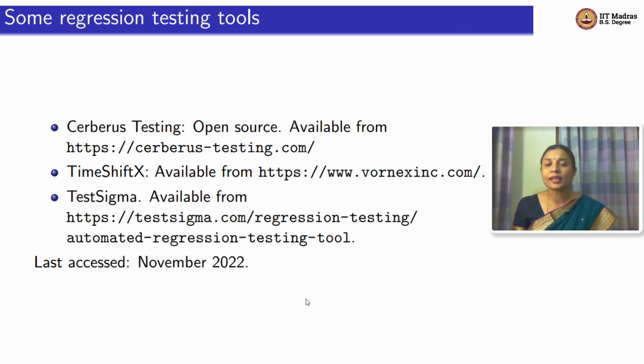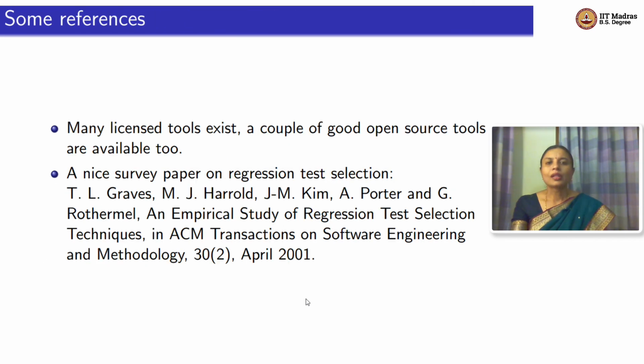So Cerebrus testing is one good open source regression testing tool. All of you as learners could try it out. TimeshiftX is another old tool which is proprietary, but it's been there for a long time. Test Sigma is another very good automation tool for regression testing. There are a whole host of other tools. If you just search for them, you should be able to find them. This is just a selection that I thought I would tell you about, especially one of them being an open source tool.